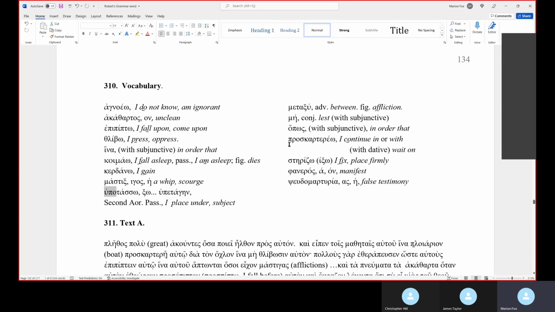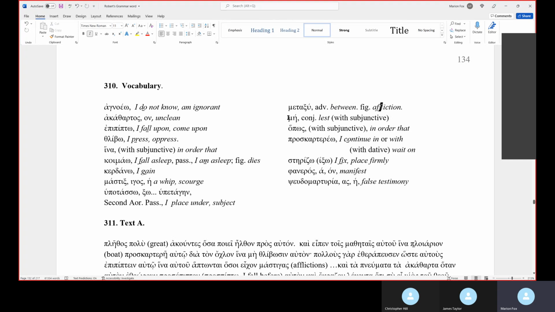Thlibo, and that's between, it's an adverb. It's figuratively affliction. Now we use an expression in Oklahoma where I grew up, and probably other people in the United States do: he's between a rock and a hard place. Boy, he's got troubles. And this kind of fits in there with affliction as well.